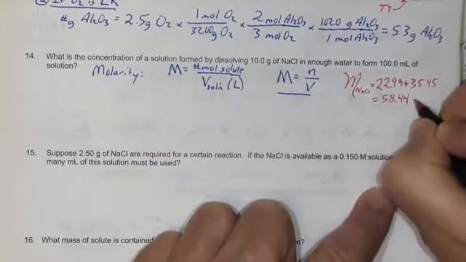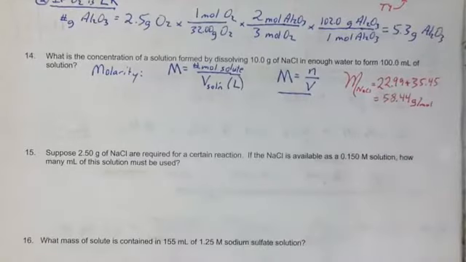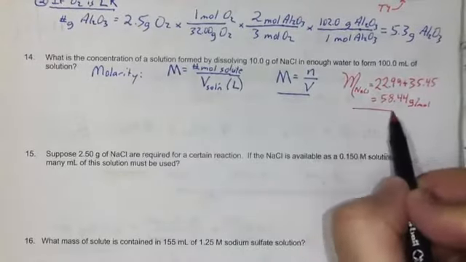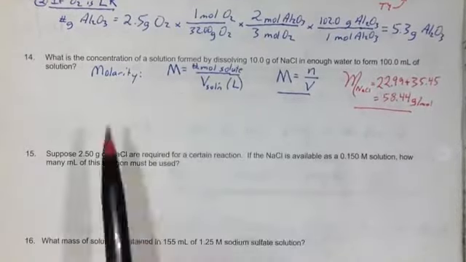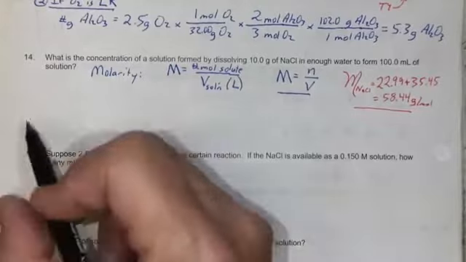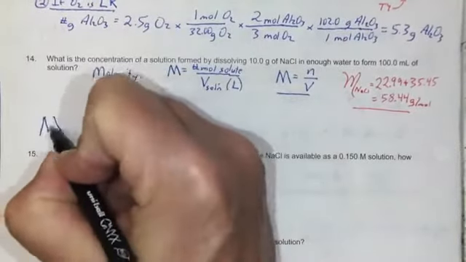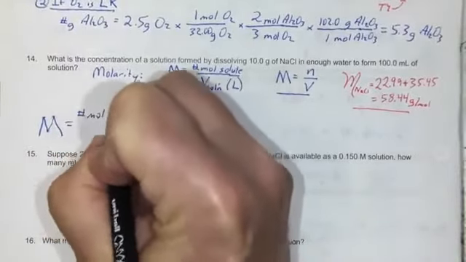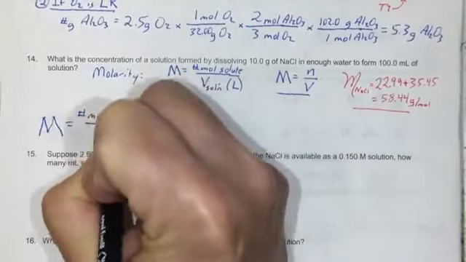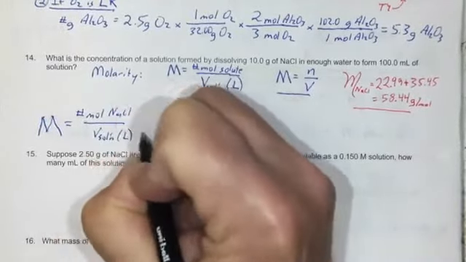And the units of molar mass are grams per mole. The molar mass of sodium chloride is 58.44 grams per mole. Now, to find the concentration, I'm going to solve this like a plug and chug. I'm going to write the equation then as molarity is equal to the number of moles of sodium chloride in the numerator divided by the volume of the solution in liters in the denominator.